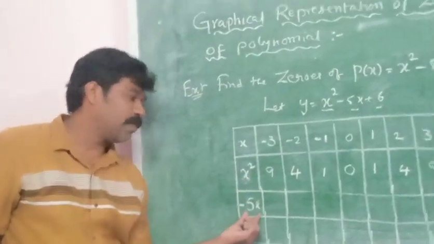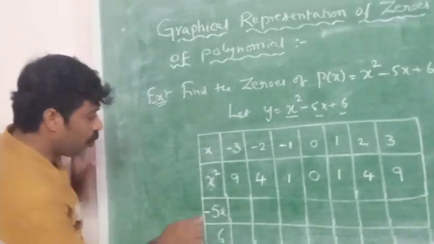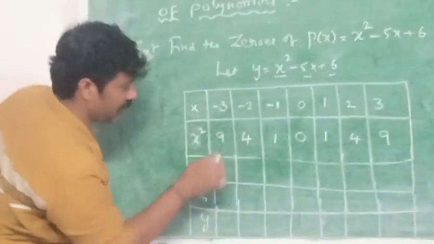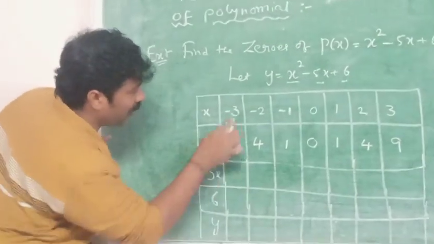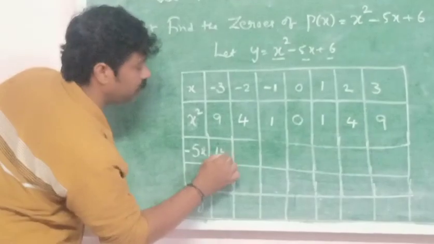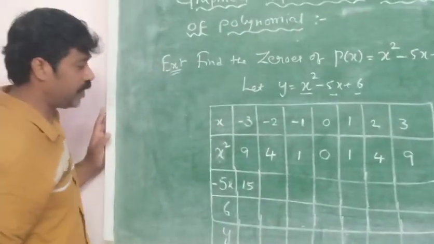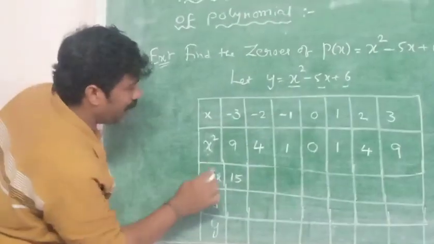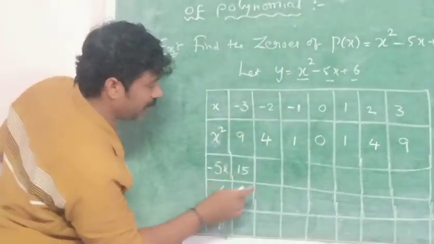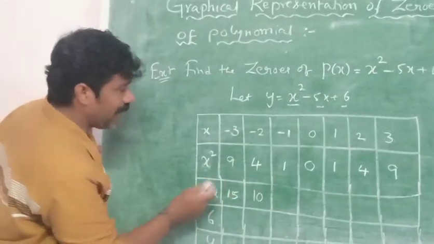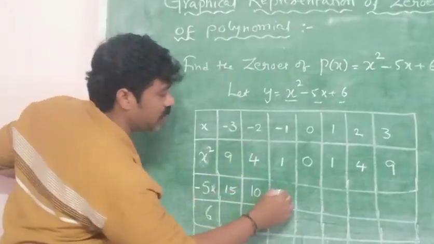Then after that, we have to take minus 5x. So minus 5 into x. x is nothing but these values. So in place of x, we have to substitute -3. So minus 5 into -3. Minus into minus is plus, 5 3s are 15. Similarly, if you substitute x is equal to -2, minus into minus plus, 5 2s are 10. Then if you substitute x is equal to -1, minus into minus plus, 5 into 1 is 5.